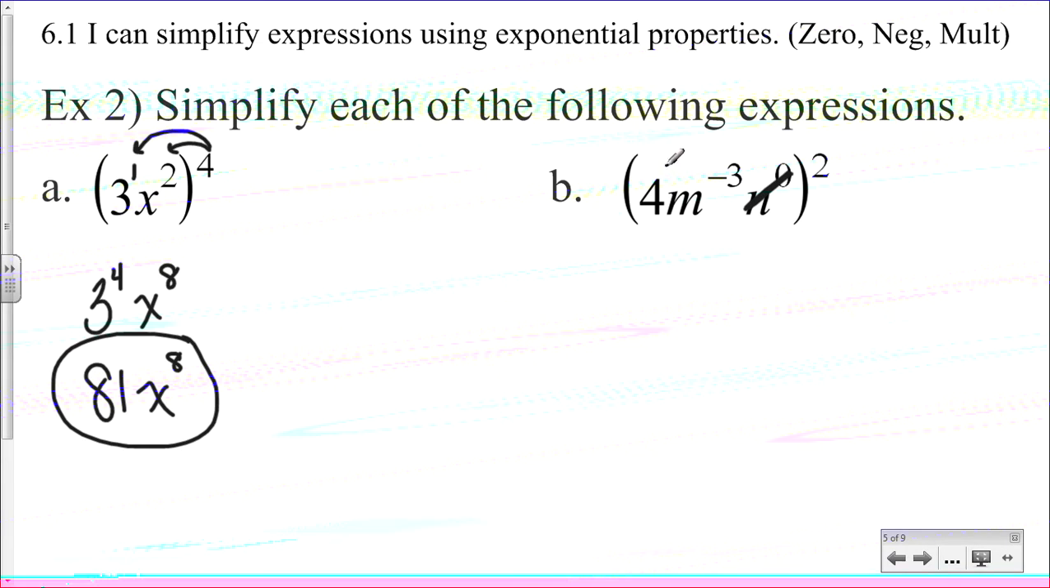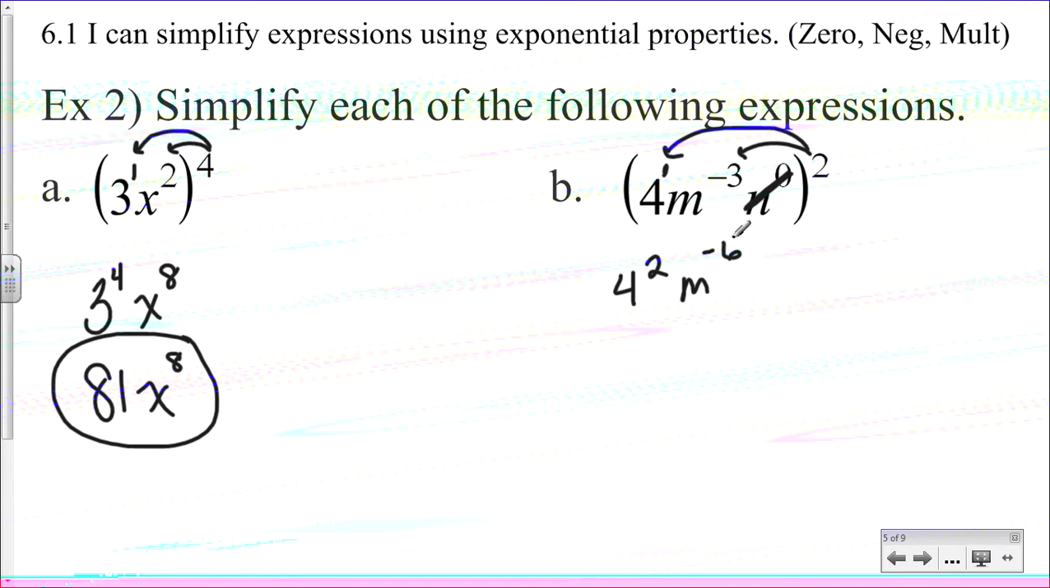I'm going to put a 1 here for my exponent with my 4 because the most common mistake that I see is students forget to multiply the 2 times the exponent for the 4. So 2 times 1 gives me 2. And 2 times negative 3 gives me negative 6. So I distributed my exponent, which eliminates my parentheses.